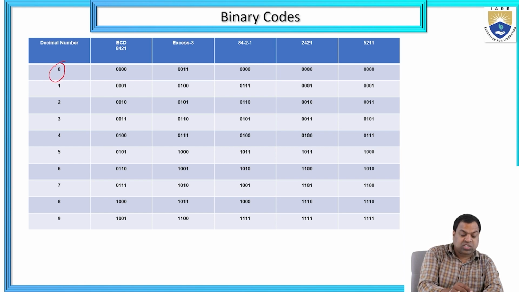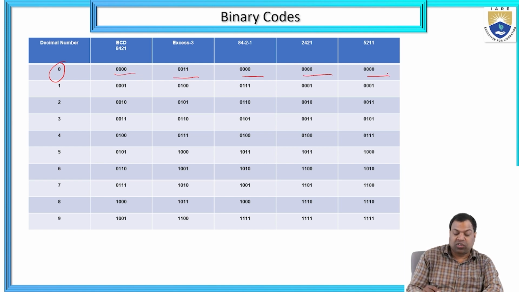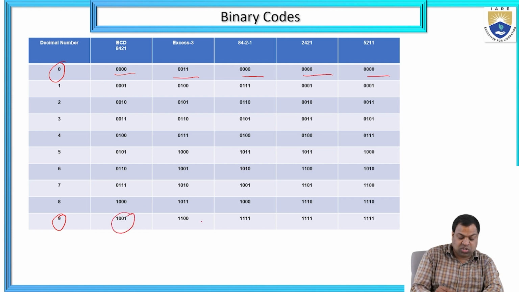Suppose I take decimal number 0. What is the BCD? That is called 8421, and the XS3 code, 8421, 2421, 5211. Example: like this, 0 to 9. Suppose we take decimal number 9. What is the BCD value here? 1001, XS3 1100, all ones, like this.